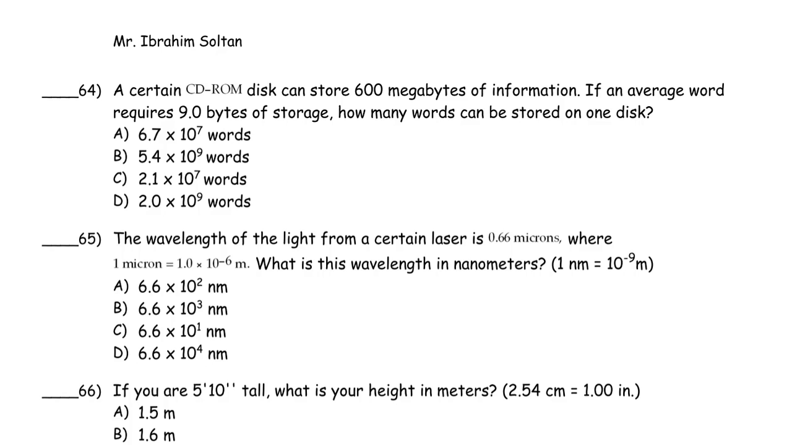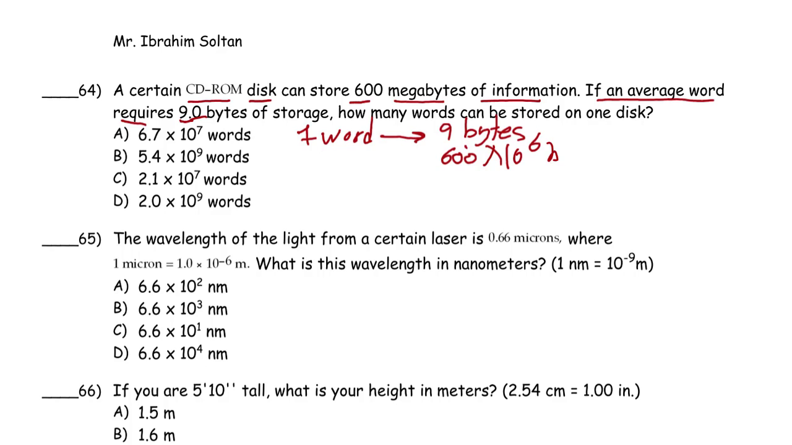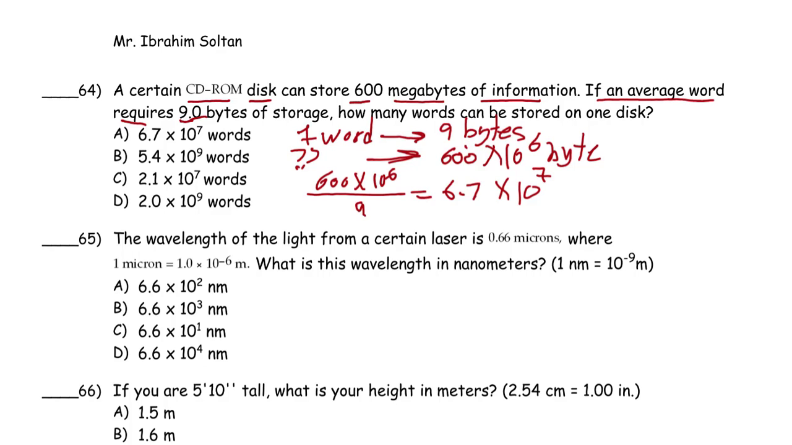Let's move to 64. A certain CD-ROM disk can store 600 megabytes of information if an average word requires 9 bytes. So one word is approximately 9 bytes. How many words can be stored? So how many bytes do we have? 600 mega means 10 power 6 byte. How many words? So 600 times 10 power 6 times 1 over 9. It is approximately 6.7 times 10 power 7 words. So the answer is letter A.